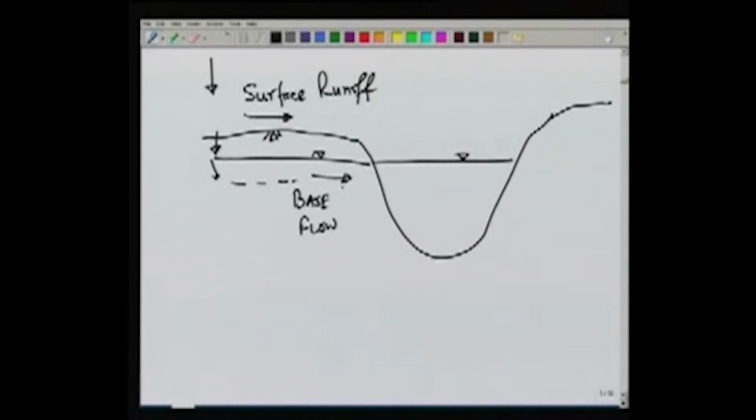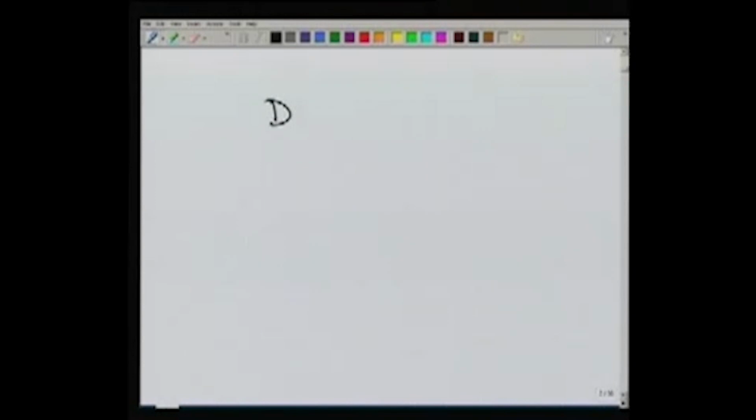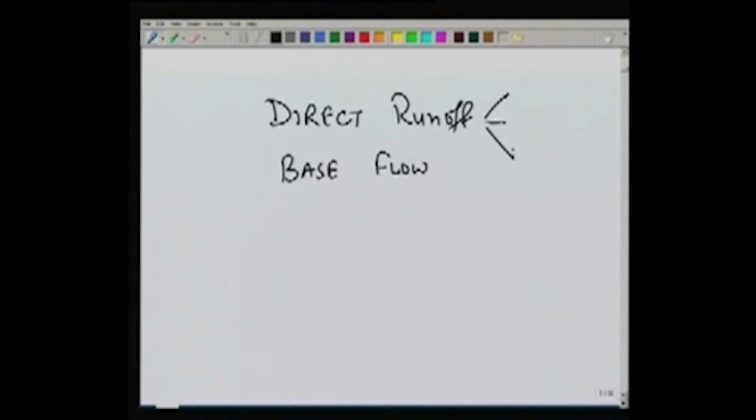So there is a fast component and there is a slow component, and we can write down various components in two forms: direct runoff and base flow, depending on how fast or how slow they reach the stream. In the direct runoff, we can again have various components. For example, surface runoff, which comes over the surface.